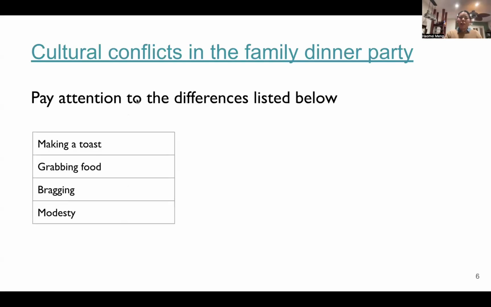The video is about the cultural contact conflicts in the family dinner party. So when you watch the video, pay attention to the differences listed below: making a toast, grabbing food, bragging, modesty. The video is about a girl inviting her boyfriend to see her family members for the first time, and they were dining together around a round table. Let's watch the video now.